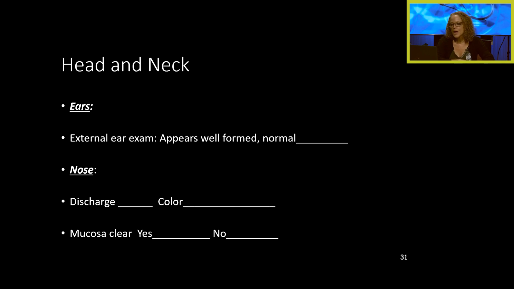Let's move on. For head and neck, there are the ears. We want to look at the external ear. Does it appear well formed? Is it normal? We want to look at the nose. Is there discharge? If there is, what color is the discharge that's coming out of the nose? Is it clear? Is it yellow? Is it green?